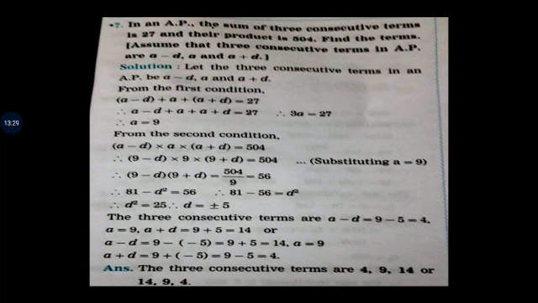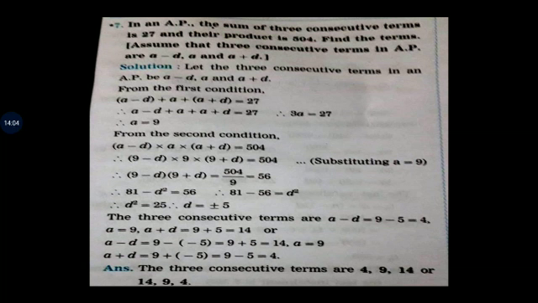Now from the second condition, what is the second condition given? Their product is 504. Means the product of 3 consecutive terms is given as 504. So what will be the product now? A minus D into A into A plus D equals 504. Now we know the value of A. So in place of A, we will put the value of A, that is 9. So 9 minus D into 9 plus D. Now you all know A plus B into A minus B is A square minus B square. So you'll make use of that formula here.